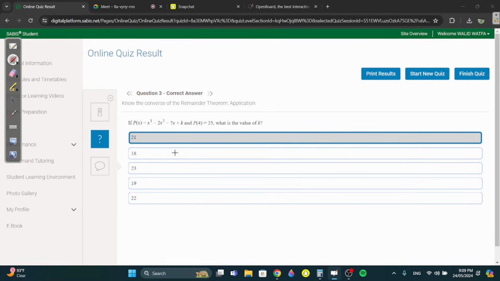Here they want the remainder theorem. They said this is p of x, x cubed minus 2x squared minus 7x plus k. You see how they gave us k, and they substituted p of 4 and got 25. What is the value of k? When you substitute 4 instead of x, 4 cubed minus 2 times 4 squared minus 7 times 4 plus k, we don't know k, right? It equals 25.